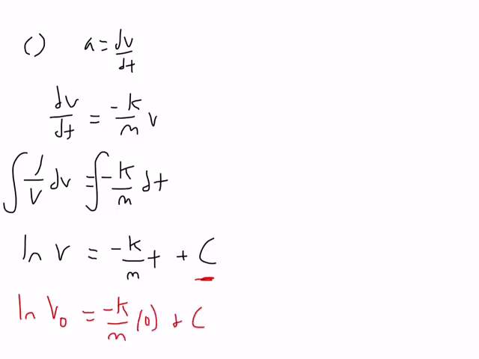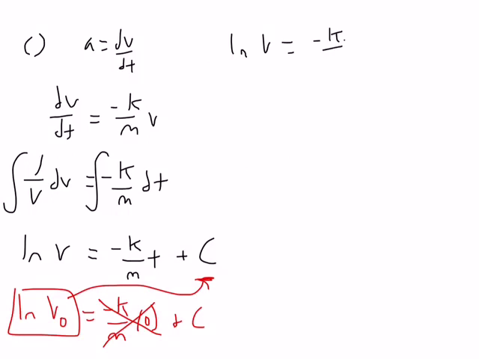Right? So this term cancels, because it's just times 0. And we find that c must be ln v0. Okay, so now we can start actually solving. So we get ln v0, or sorry, oops, go back to our original equation. ln v. Right, that's what we now found.